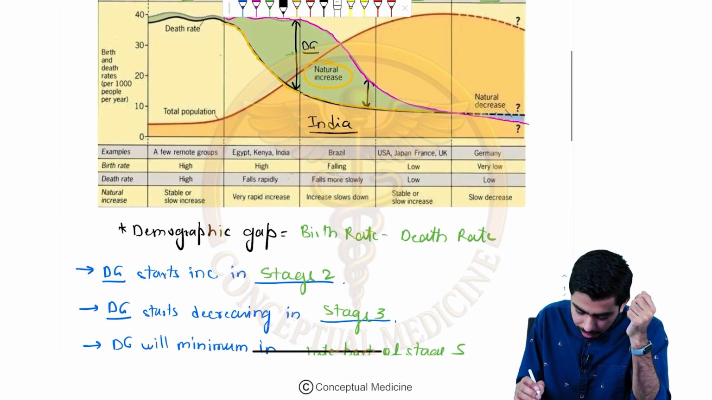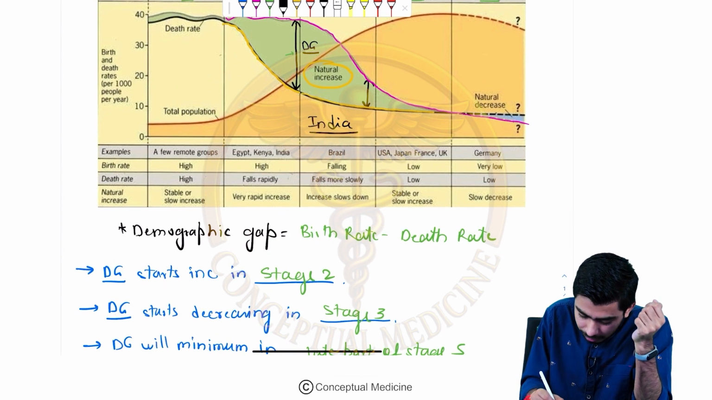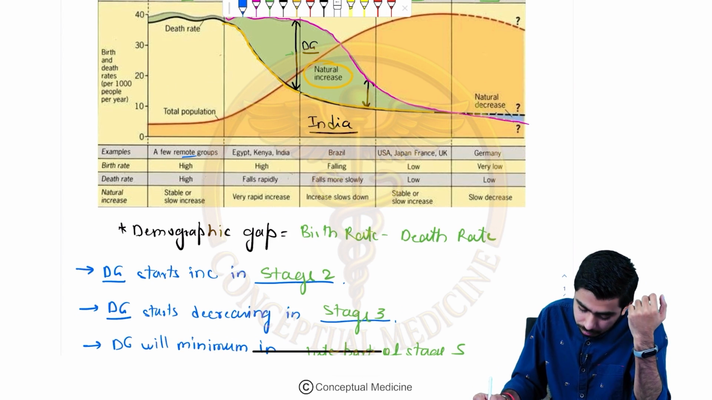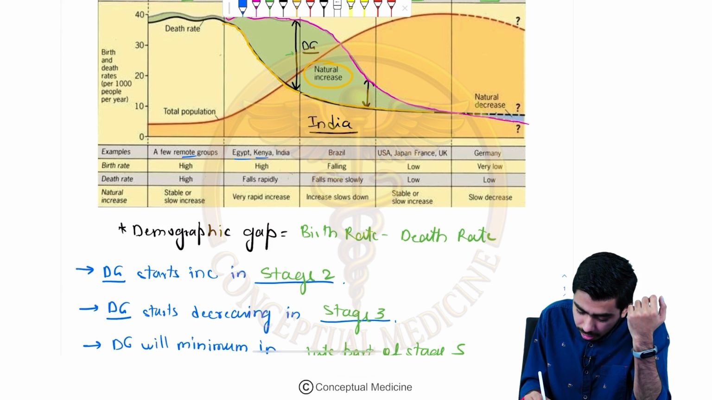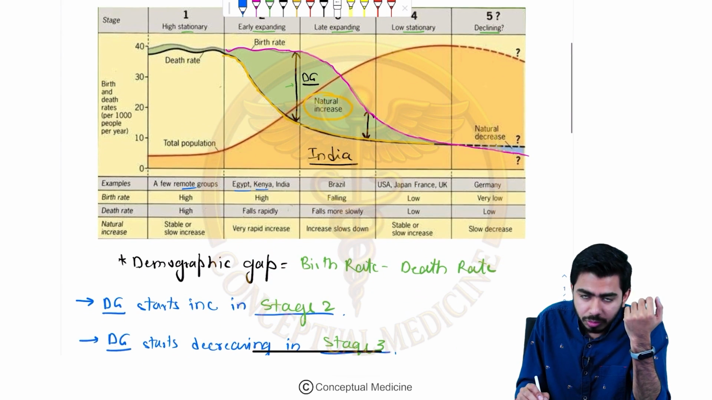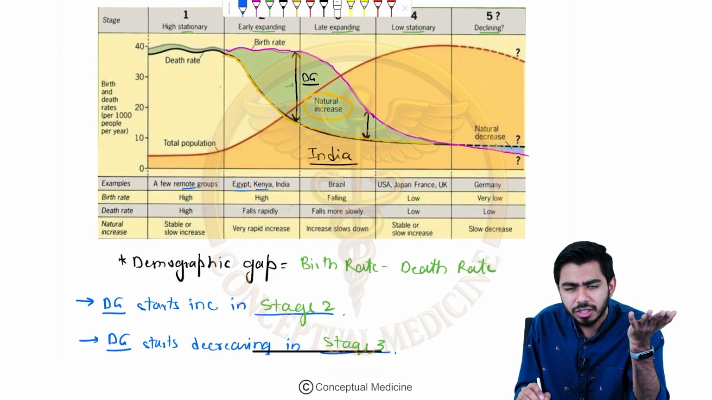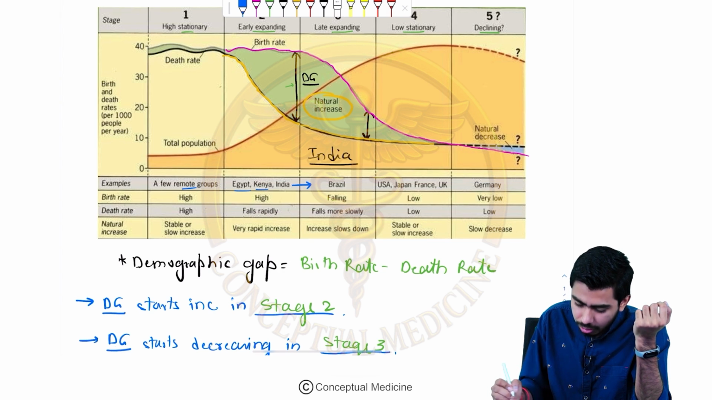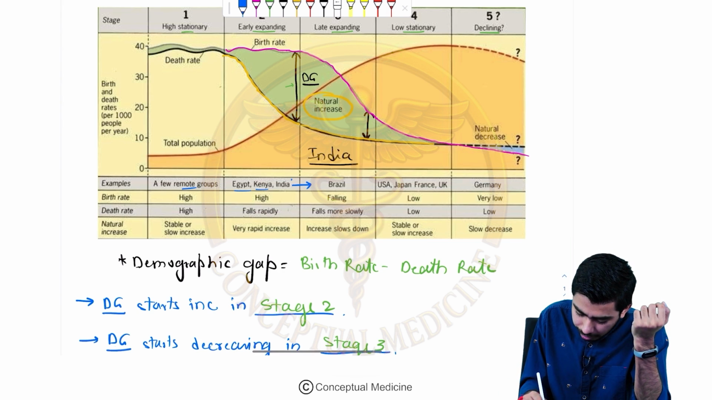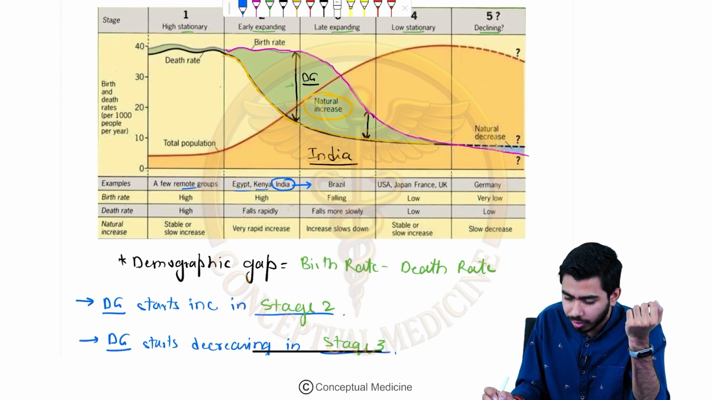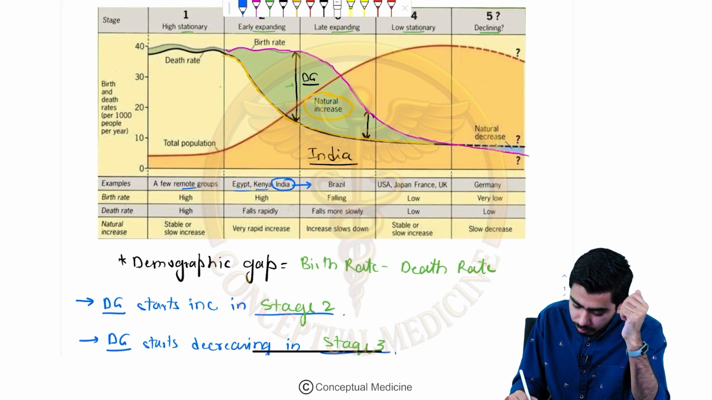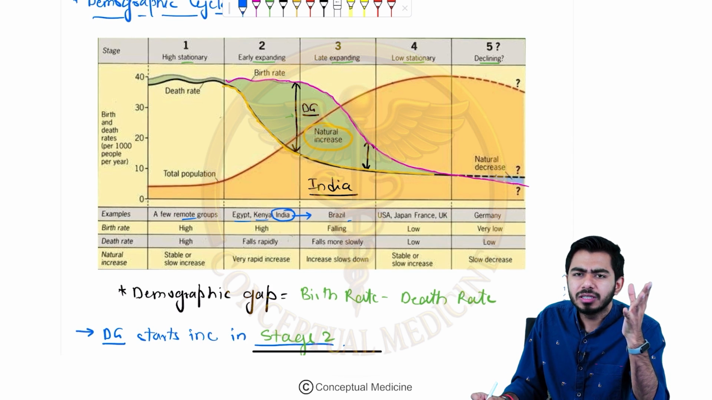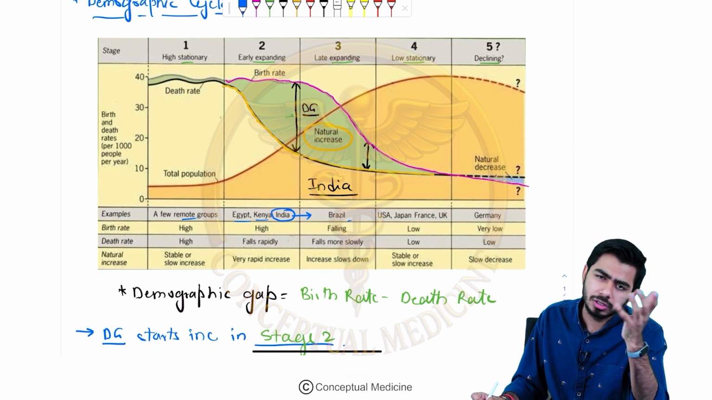Okay guys, some examples I would like to discuss over here. For example, a few remote groups might be present in stage 1, right? Then Egypt, Kenya. India, before, we used to say was in stage 2, that was the year of divide 1921, but now India came to stage 3. So please do correct over here that India is not in stage 2 now, India went to stage 3 now. Then Brazil, USA. Usually we are seeing that developing countries are in stage 2 or stage 3, right?